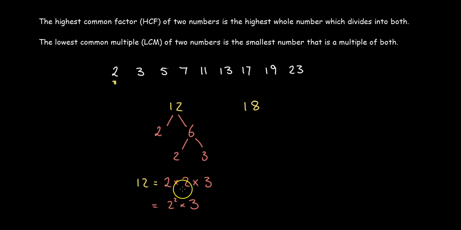There's a little indices subscript there. So there we go. That's how to find the prime factors of a number. Now let's try that with 18. You could pause the video, try it yourself.